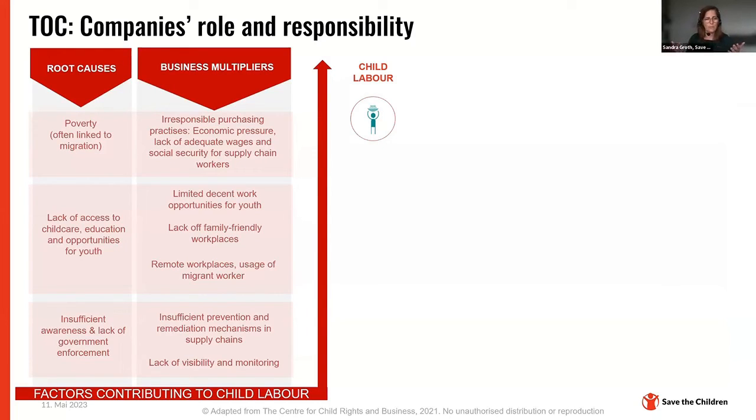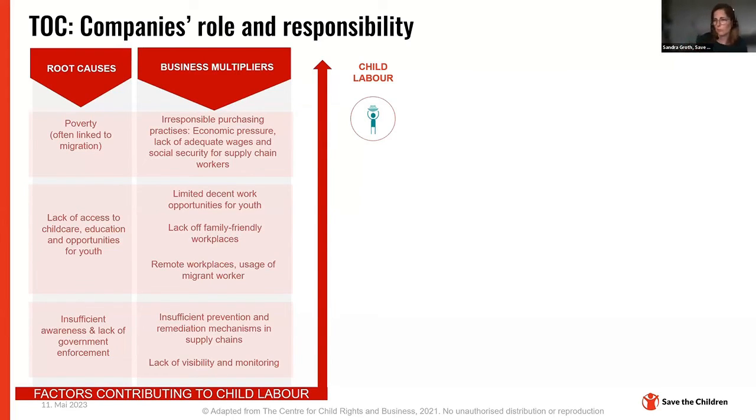So to put it in a nutshell, what is the company's role and responsibility and connection to the topic of child labor? We do have on the left-hand side some of the root causes mentioned before. It's about poverty, it's about a lack of access to childcare, education, or work opportunities. It's insufficient government enforcement.